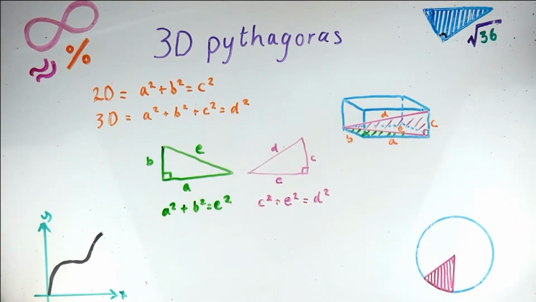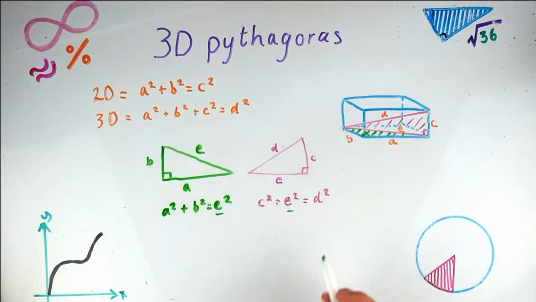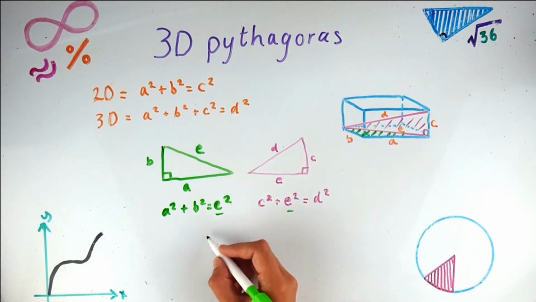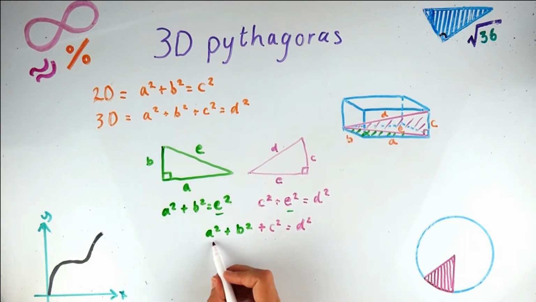So those are the 2D Pythagoras equations, and then because we've got an E here and an E here, we're just going to substitute that into this, and that gives us this here, which is the same as that there. Great, so that's how we derive the 3D Pythagoras equation, and now I guess the idea is just to be able to use it. So I'll go through two examples of how to use it.